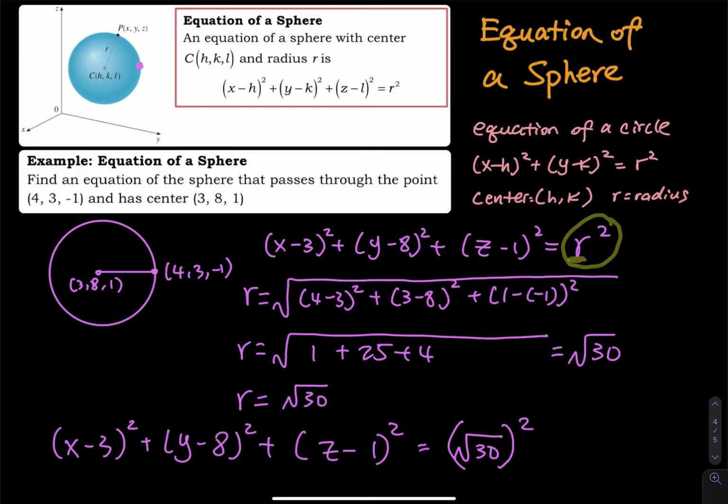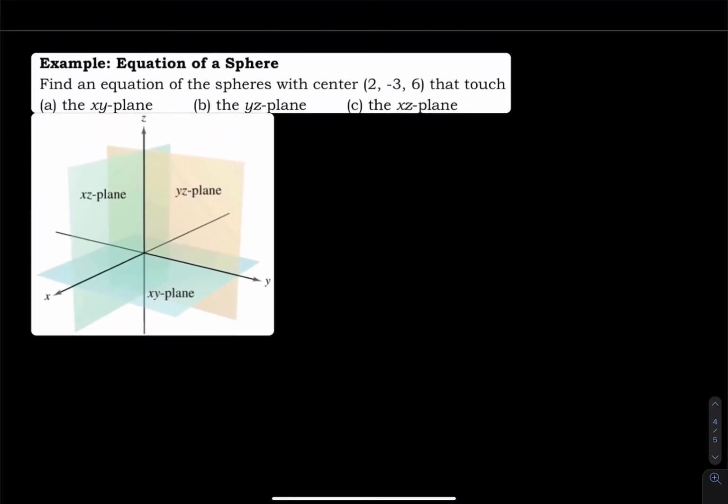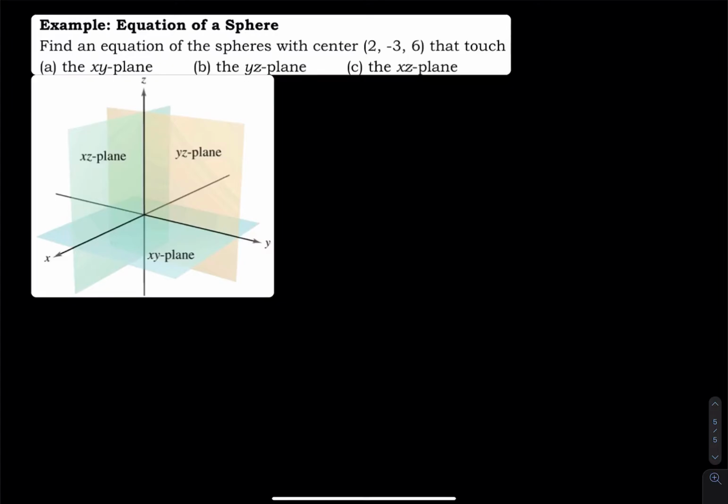Other than this, I also have another interesting problem for you, on the next page. Equation of a sphere. Find an equation of the sphere with the given center that touches the xy plane, the yz plane, and the xz plane. So that is 3 separate problems.